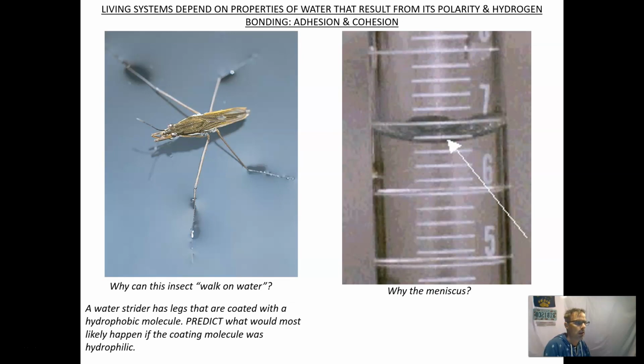And there'll be a question here, just another little application about water striders, but I'm going to wrap that up at the moment. If you want to take a second and maybe answer this question down here, predict what would happen if these coatings on these water striders' legs were actually hydrophilic instead of being hydrophobic. What would you expect to happen to that water strider there?